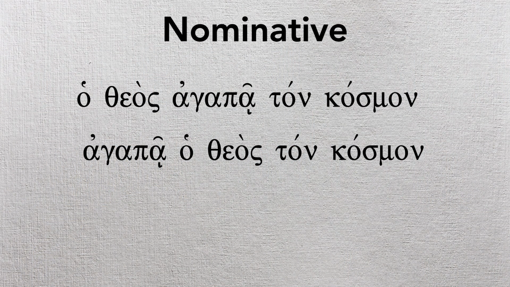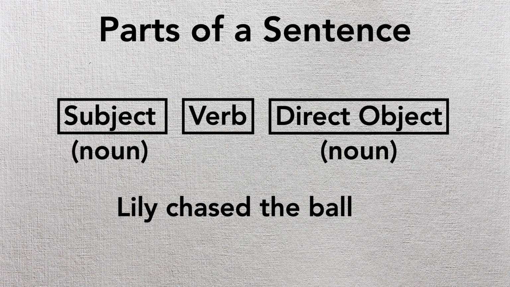So, in our sentence again, God loves the world. Ton kosmon there is the accusative, okay? It's receiving the love from the subject, which is God, okay? And we can move those words around in different ways, but it's the case that determines function, not the word order. Let's go back to our parts of a sentence diagram here. So remember, the subject is going to be nominative. It's going to perform the action of the verb onto the direct object, which is the accusative case.